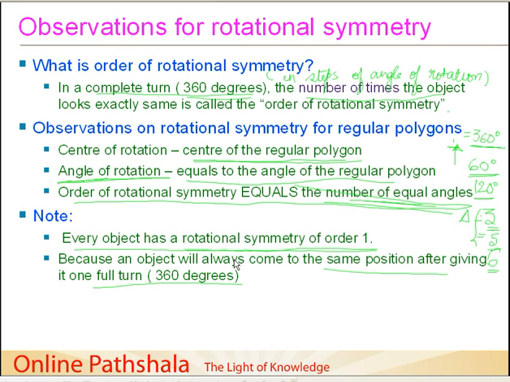Having said that, we have completed our discussion on rotational symmetry, and see you soon in the next session, in which we continue our discussion on objects having both line and rotational symmetry.